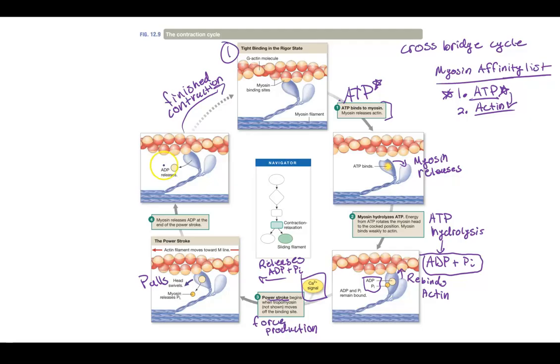One note here, right? ADP and Pi are technically released at different times. Some textbooks will show it slightly differently. I don't really care if you know when ADP and Pi release because it's not that important to me for the crossbridge cycle. I would rather you know the major steps of this, which is ATP binding to myosin causes it to release actin, and then it hydrolyzes it forward, binds actin, and pulls. And then it just repeats that process.